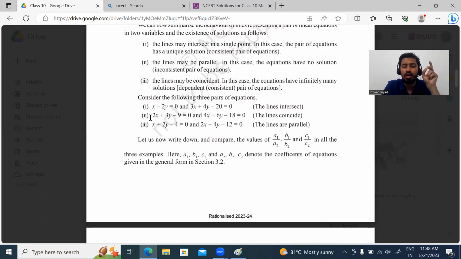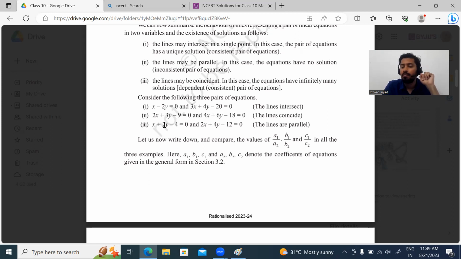Now the second one: 2x plus 3y minus 9 equal to 0 and 4x plus 6y minus 18 equal to 0. Here the lines coincide. That means one line is exactly on the other line. So this is an example for infinitely many solutions, coinciding lines. This also you can see if you draw the graph; both lines are moving like a single line. You can see it by drawing the graph, or by analyzing the coefficients. There is an equation to find that. I will explain later. Anyway, this is an example for coinciding lines.